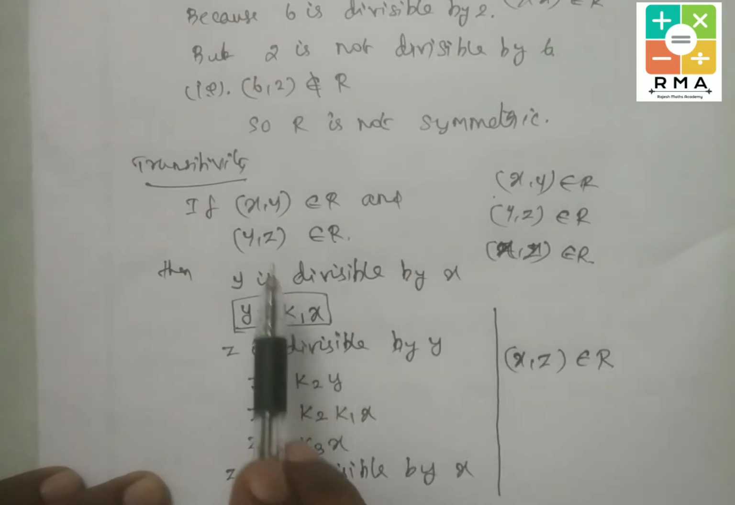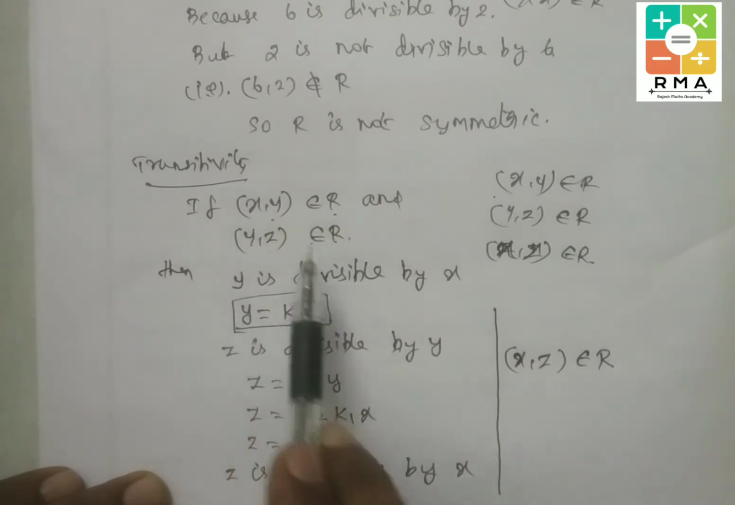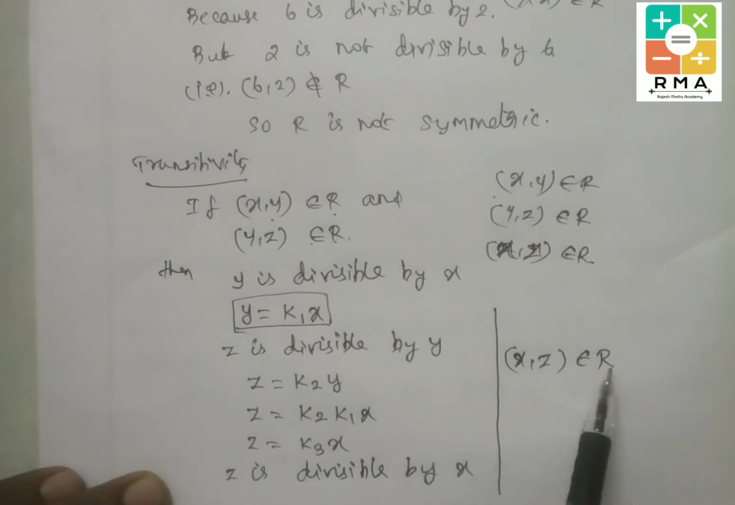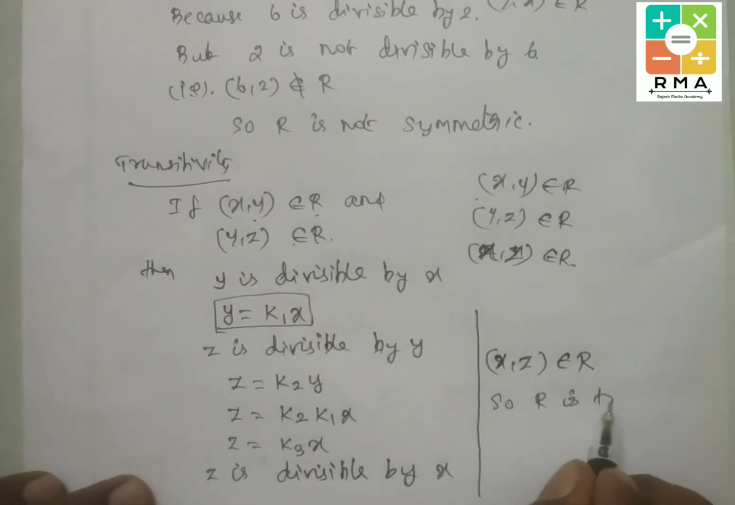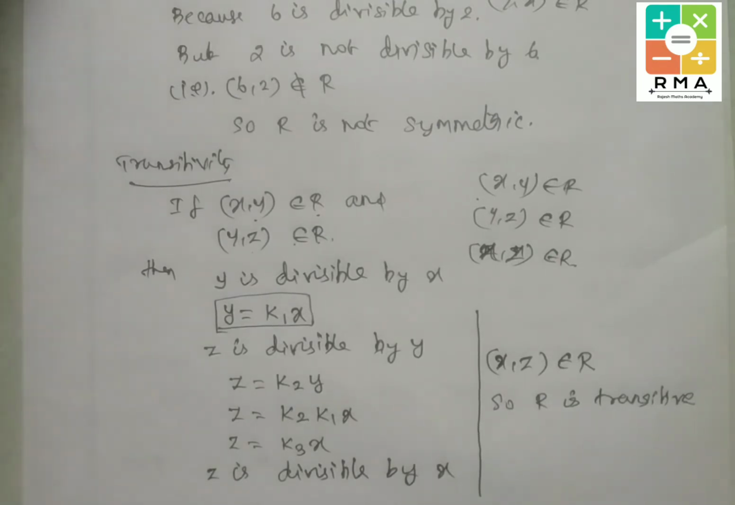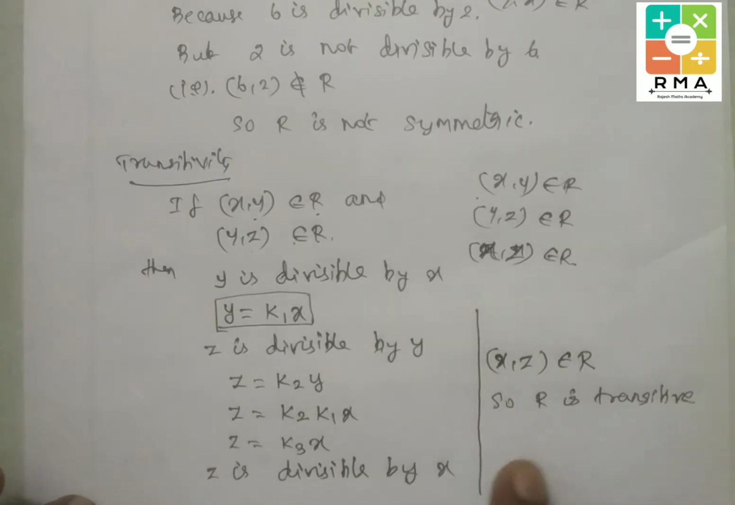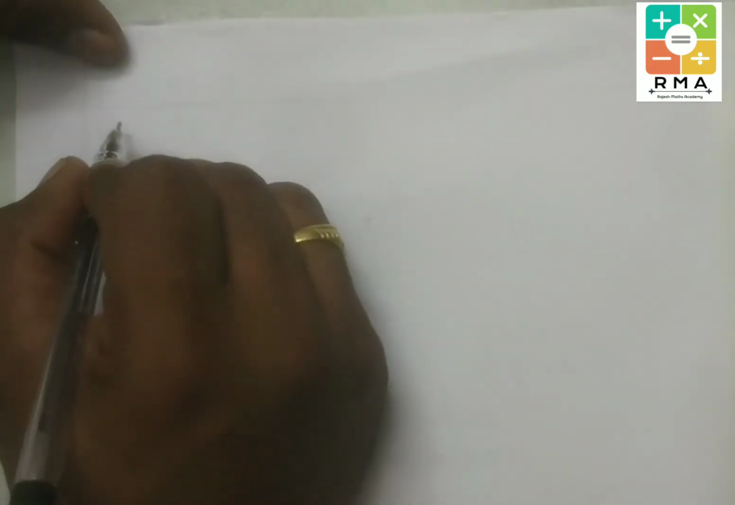So I have taken (x, y) belongs to R, (y, z) belongs to R. I proved that (x, z) belongs to R. So I can say that R is transitive. So in this problem, R is reflexive but not symmetric, and transitive. So R is not symmetric but reflexive and transitive. Clear? Next, question number 4.